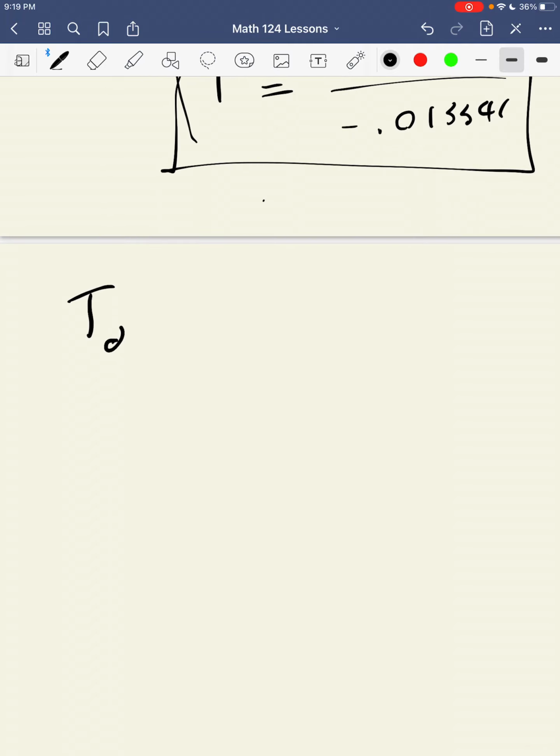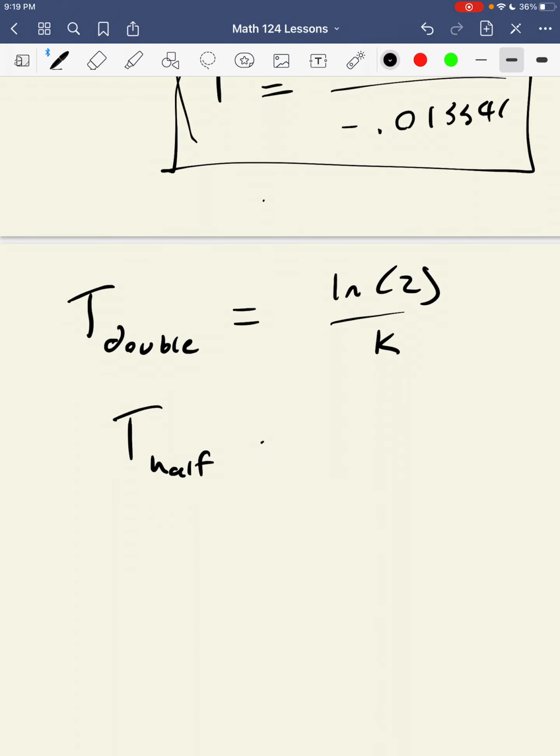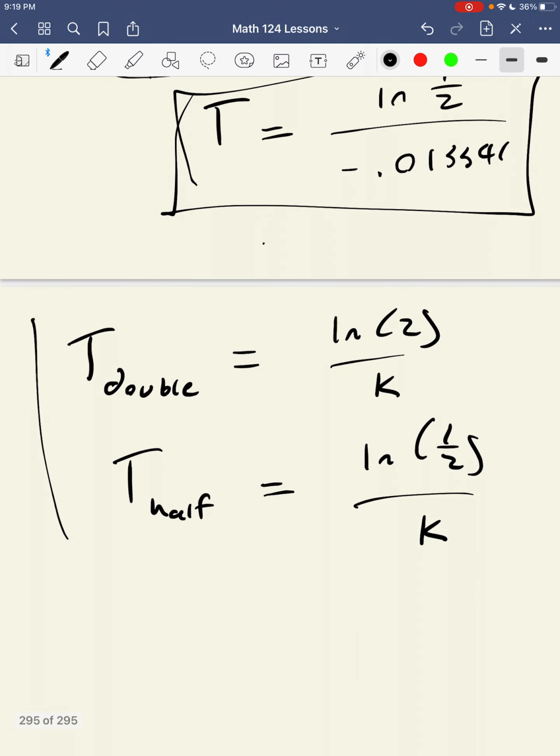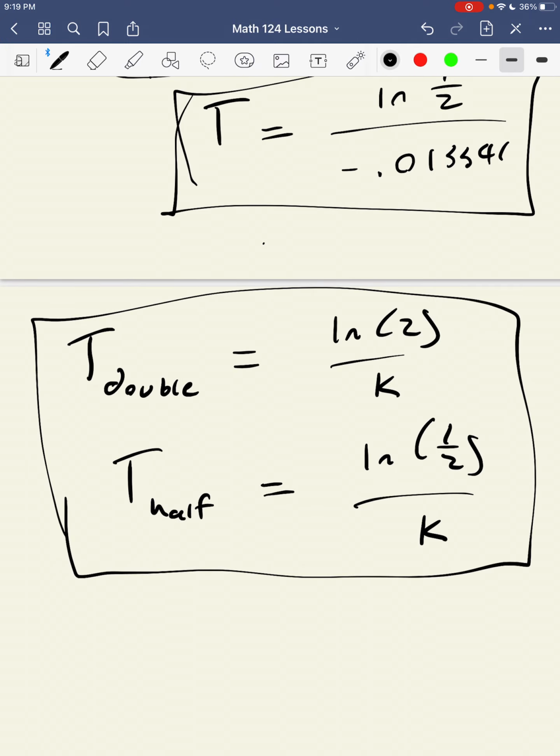But anyways, for a doubling time, we found that it was just log 2 divided by your growth rate. And for a half-life, we found it's log of 1/2 divided by the growth rate. So that should work, right? So you could use these formulas if you wish to find the doubling time or the half-life of an exponential model.